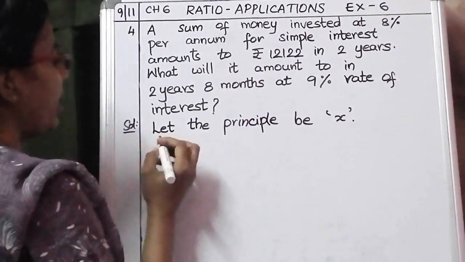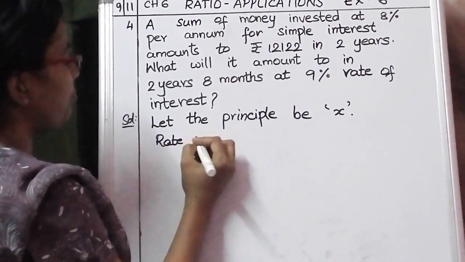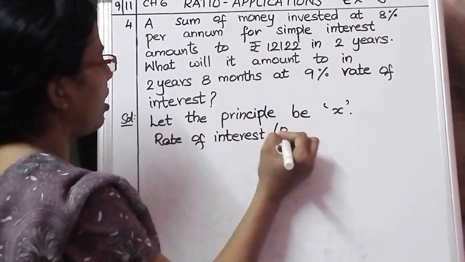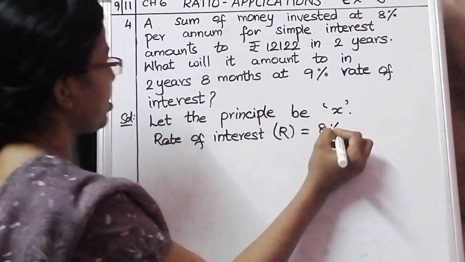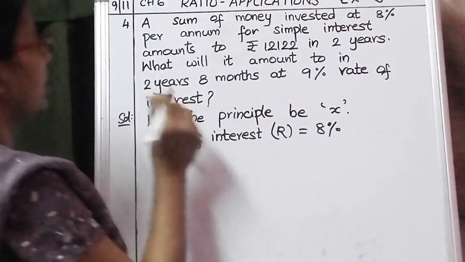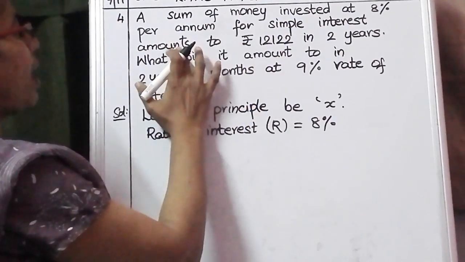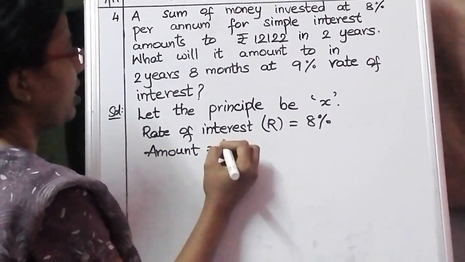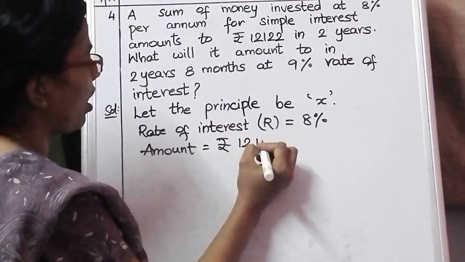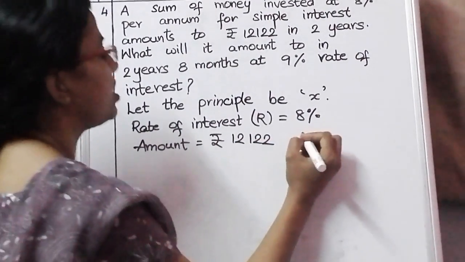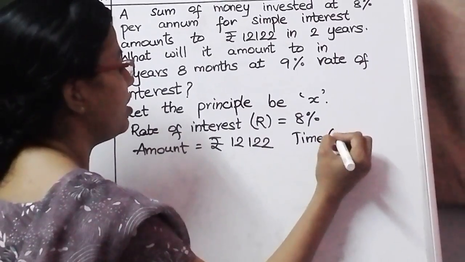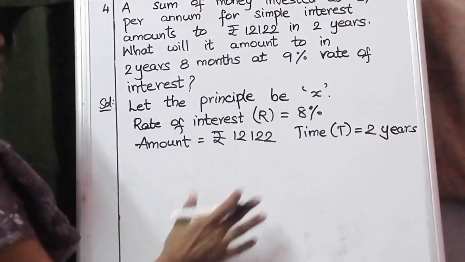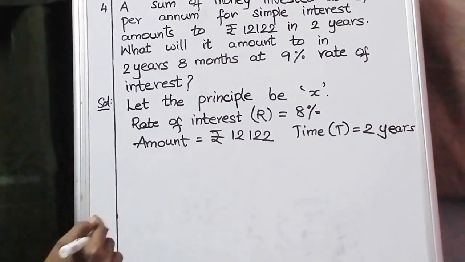Then they have given the rate of interest. Rate of interest, which is represented by the letter R, is equal to 8%. Then the simple interest amounts to rupees. Amount is given as rupees 12,122. Time T is given as 2 years. Now we have to find out.